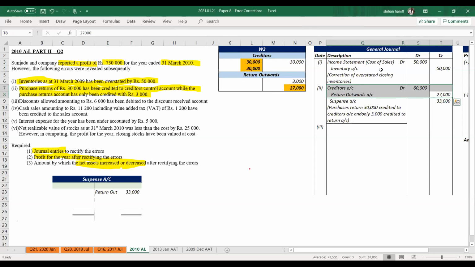But there is a difference. 60 debit, 27 credit means there is a credit difference. So that difference we have to transfer to the suspense account. Why? Because all the debit entries that we post, we have to make an opposite credit entry. That's based on the double entry principle. If you debit 60, you have to credit 60. So credited 27 to the return outward. The remaining we have to credit to the suspense account.